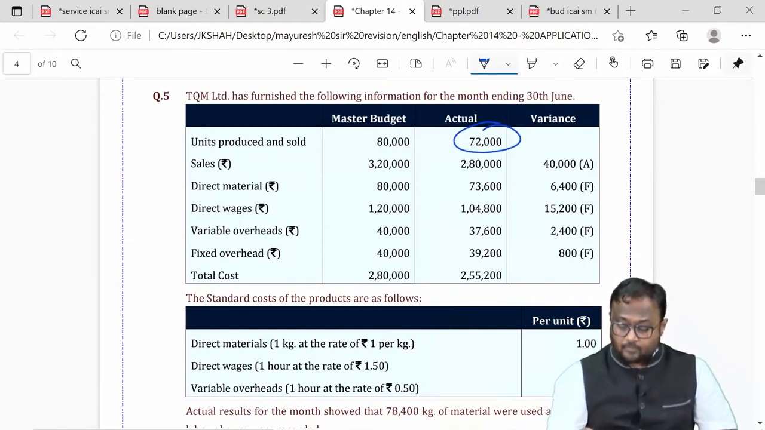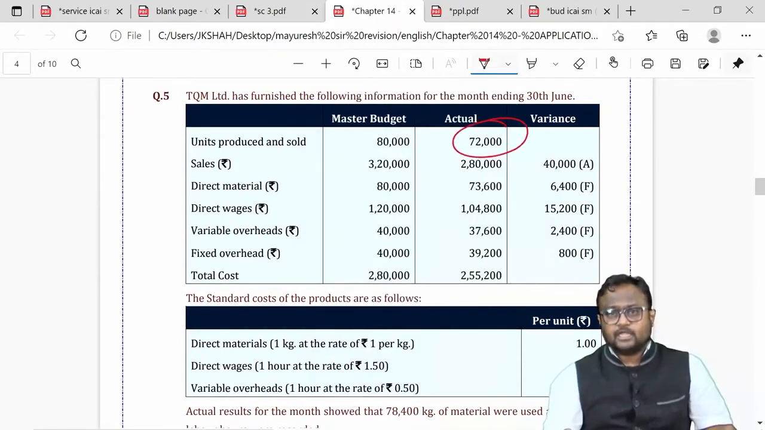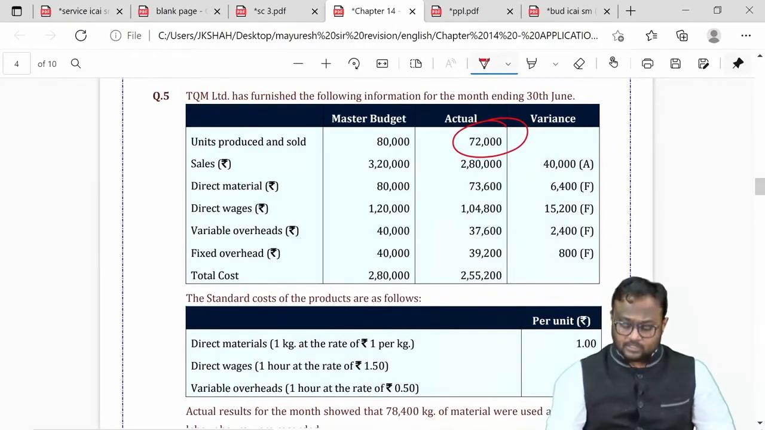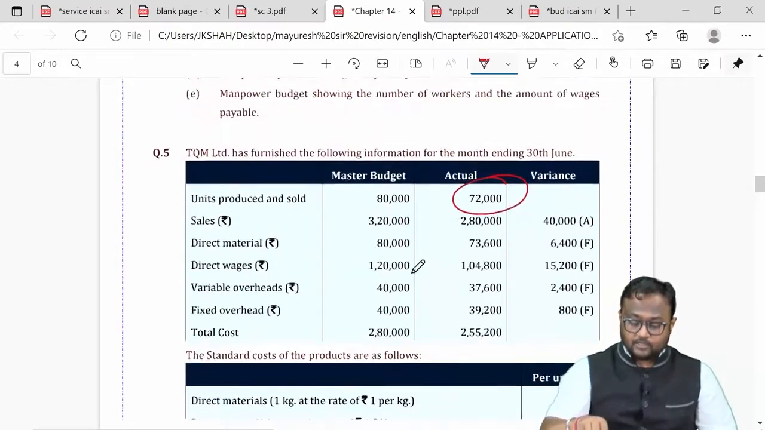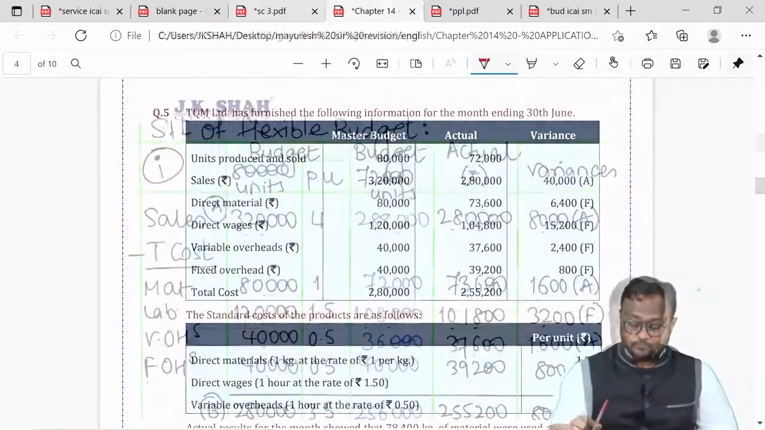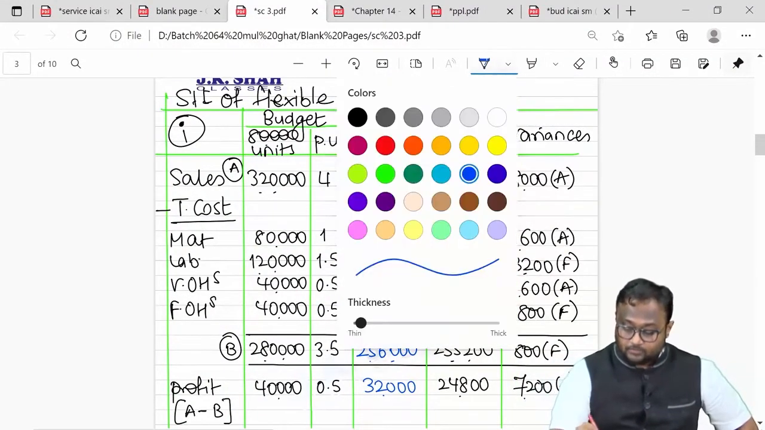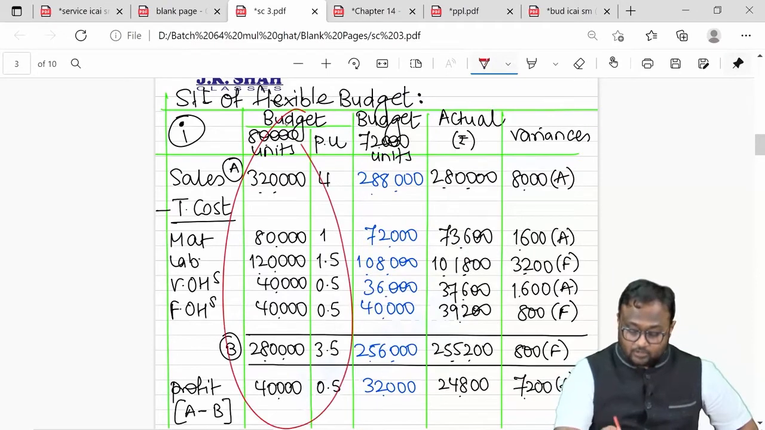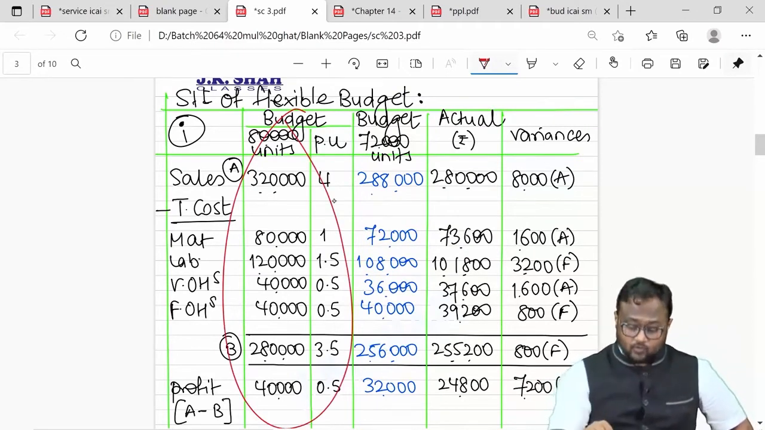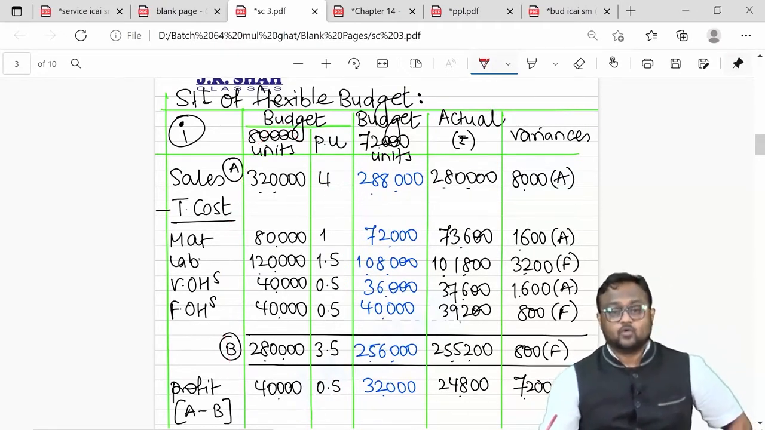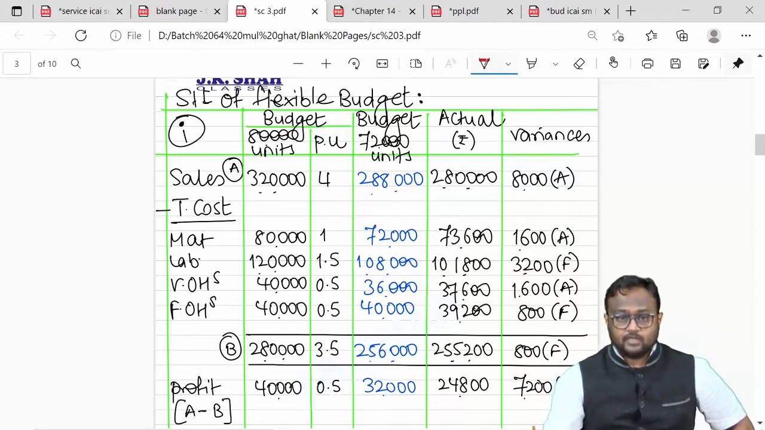So actual data was for 72,000 units. We were supposed to prepare budget, so we converted the whole budget into budget of 72,000 like this. The budget was given for 80,000, so I first wrote the whole budget of 80,000 so that for variable overheads CPU was available and for fixed overheads total was available. Total was carried forward directly, 40,000, 40,000, you can see that.